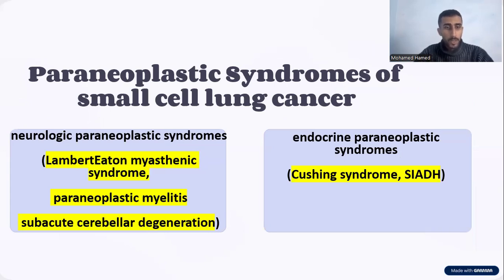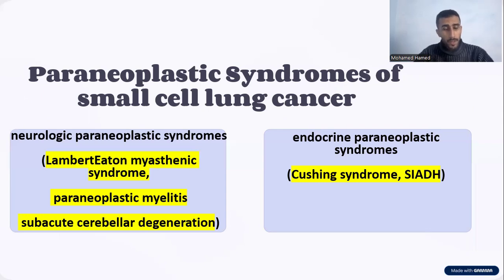The neurological paraneoplastic syndromes include Lambert-Eaton myasthenic syndrome, which causes muscle weakness due to antibodies associated with small cell lung cancer that act against the calcium channel. It also includes paraneoplastic myelitis, paraneoplastic encephalitis, and subacute cerebellar degeneration. Whenever you find small cell lung cancer with one of these, these are paraneoplastic syndromes of small cell lung cancer. What is most commonly tested is the endocrine paraneoplastic syndrome.